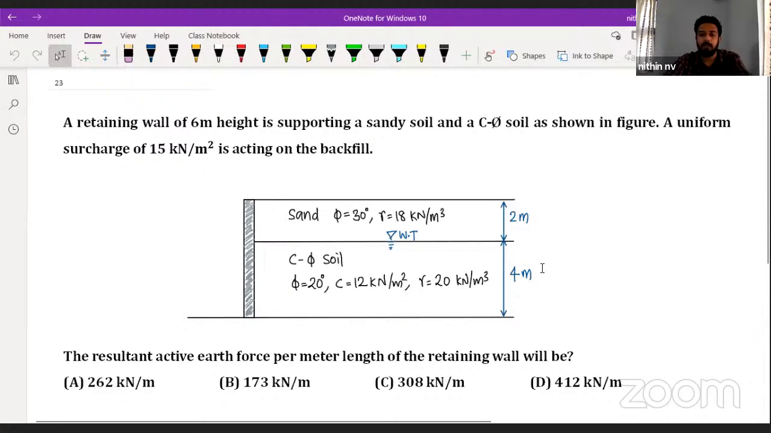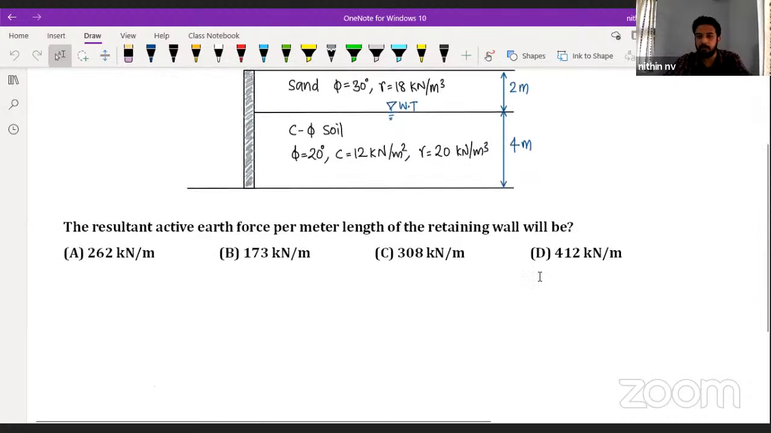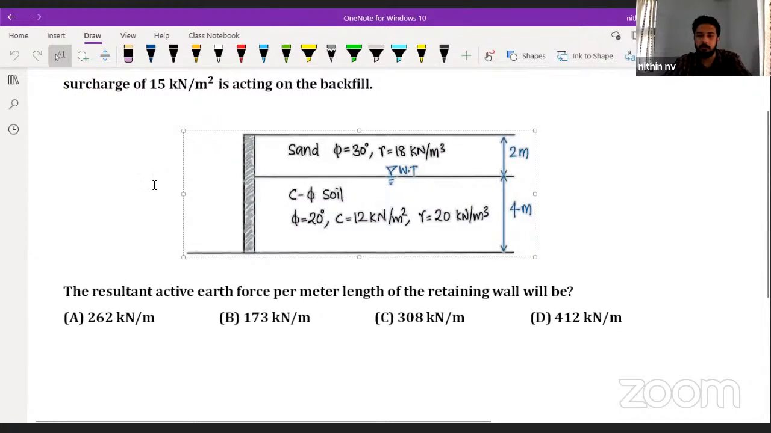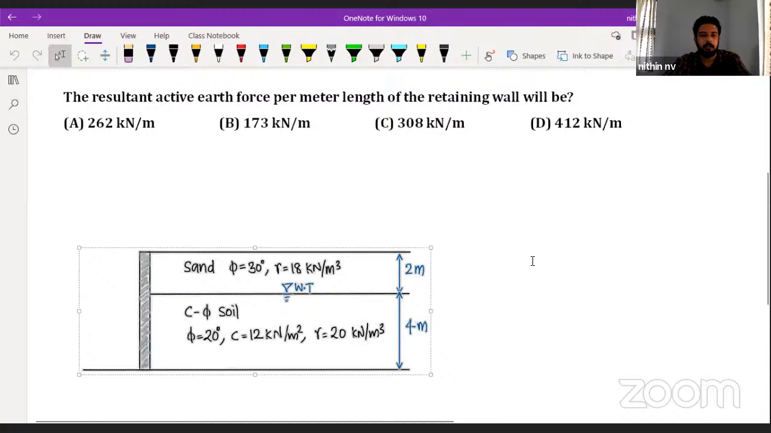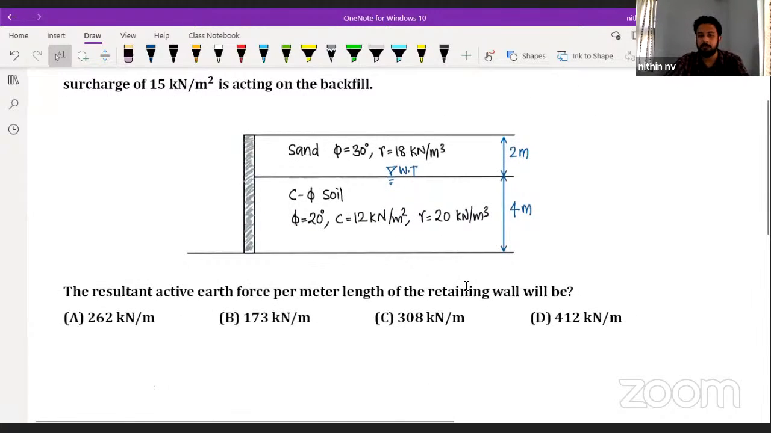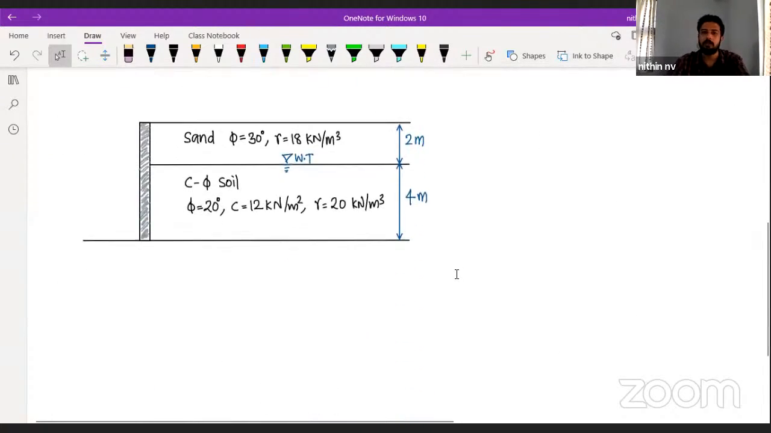Have you started solving it? Active earth pressure force. So definitely we have to take the active earth pressure coefficient Ka. So take the data first. Surcharge is 15 kilonewton per meter square. Retaining wall total height is 6 meter. Top 2 meter is sand. Bottom 4 meter is C5 soil. So this is the given thing.